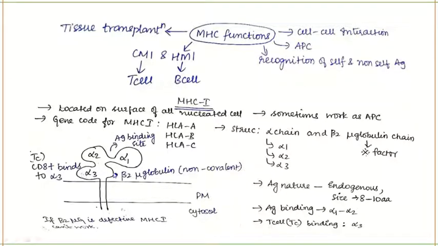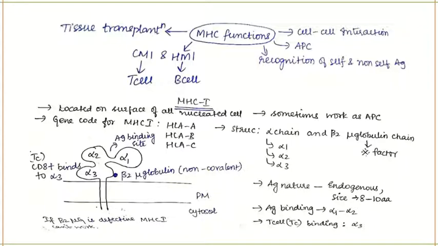If this beta 2 microglobulin is defective, then MHC1 will not work. So this point you have to know. If this beta 2 microglobulin which is non-covalently linked to the alpha 3 is defective, then MHC1 will not work.